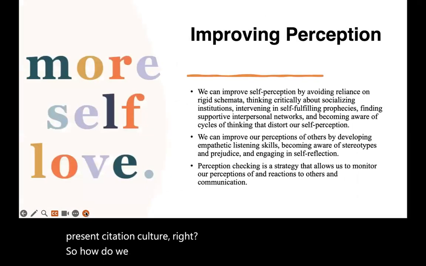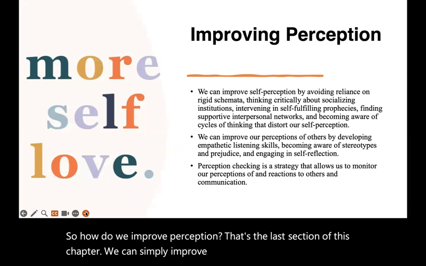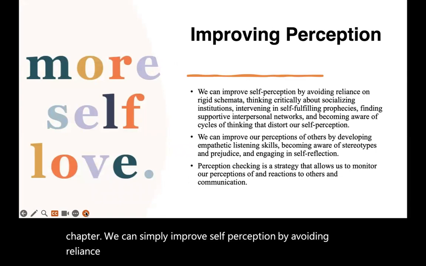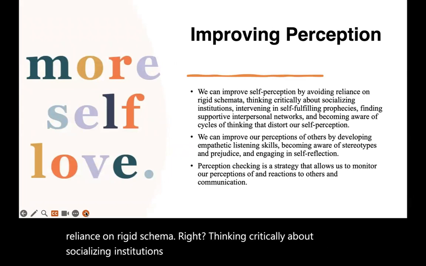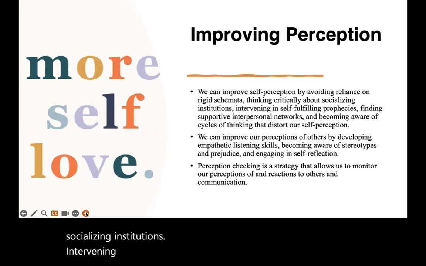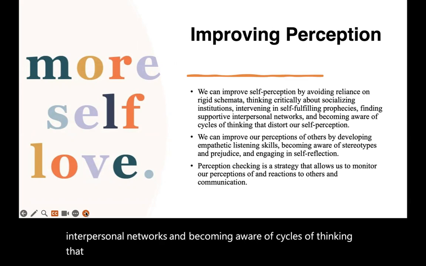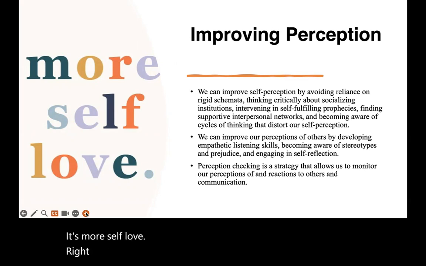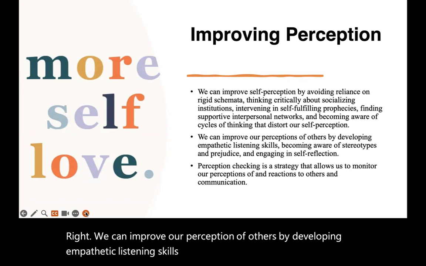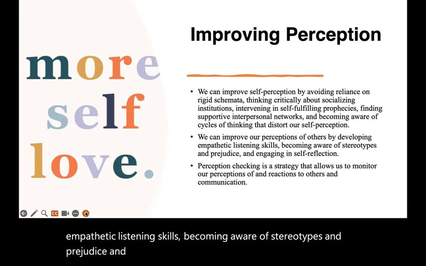So how do we improve perception? That's the last section of this chapter. We can simply improve self-perception by avoiding reliance on rigid schema, right? Thinking critically about socializing institutions, intervening in self-fulfilling prophecies, finding supportive interpersonal networks, and becoming aware of cycles of thinking that distort our self-perception. It's more self-love, right? We can improve our perception of others by developing empathetic listening skills, becoming aware of stereotypes and prejudice, and engaging in self-reflection.